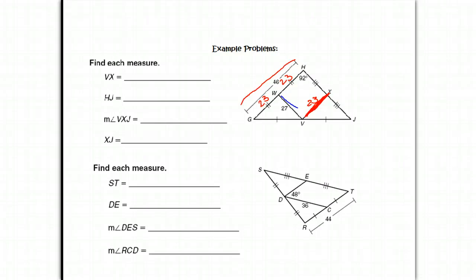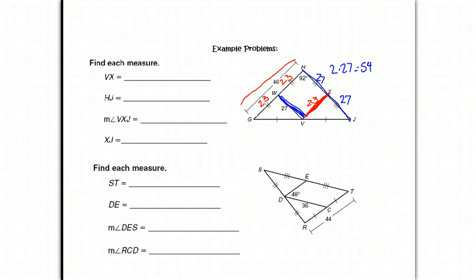Switching colors, this midsegment is the midsegment of HJ. So if it is 27, we can double it to get the length of HJ. So 2 times 27 gives us 54. Or we could just say that this is 27 and this is 27. So we know those measurements.